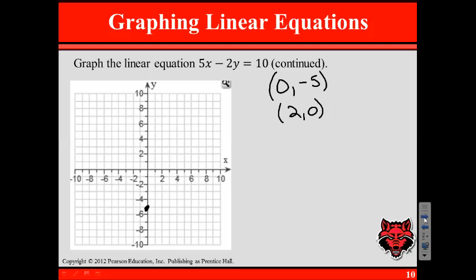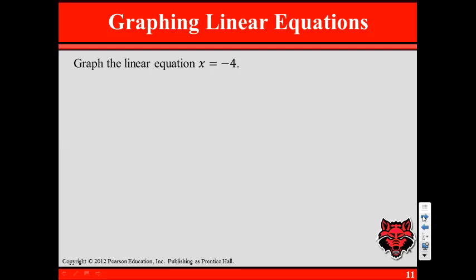For the second point, 2, 0, we start at the origin, and we move 2 units to the right, 0 units up or down, and place the point. Now that we have 2 points, we draw a line through those 2 points. Make sure to put arrowheads at each end, representing that that line should go forever in each direction. The next 2 examples represent special cases.